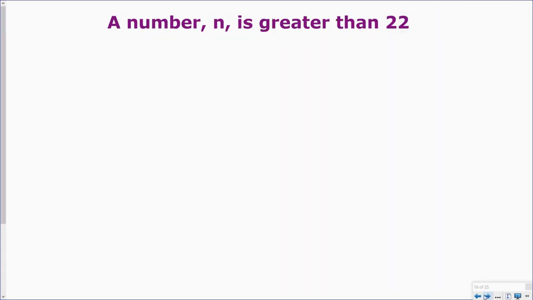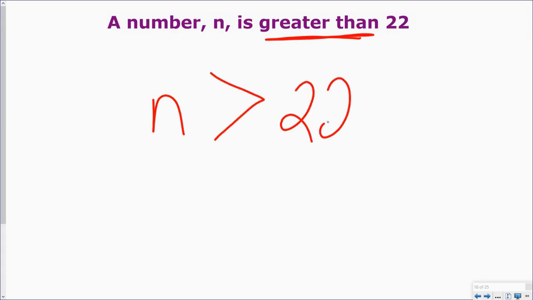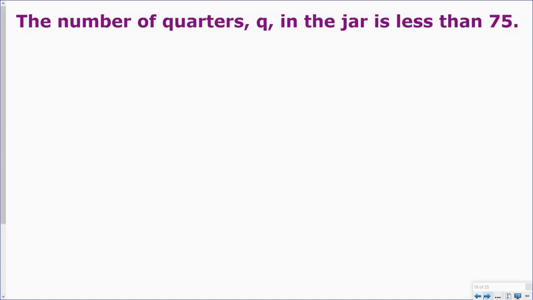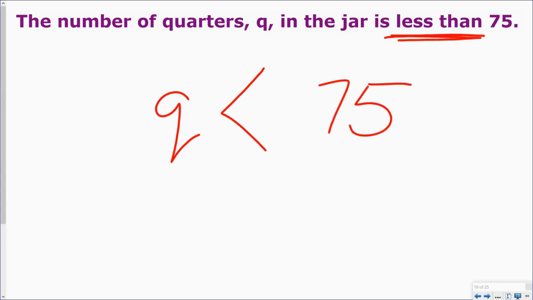So now let's look at some of these situations here. It says a number n is greater than 22. So I have my n. Here it says greater than. So here's my greater than sign, 22. So here would be my inequality for that. The number of quarters Q in the jar is less than 75. So I have my Q. It says here less than. So I put my less than sign, 75.